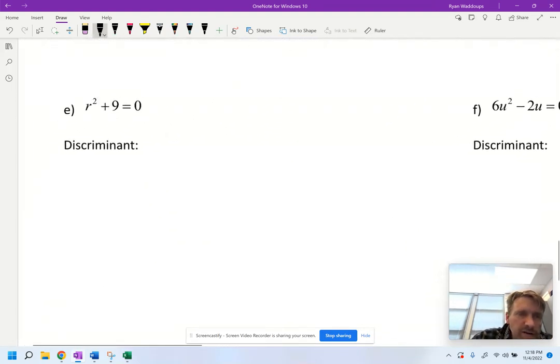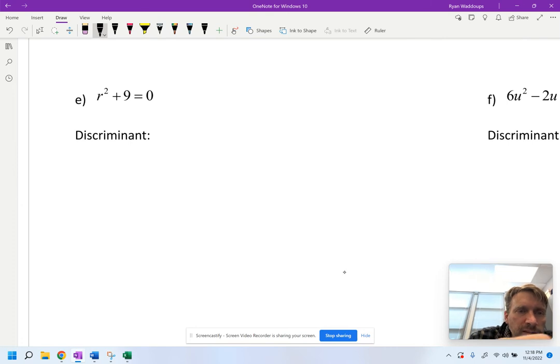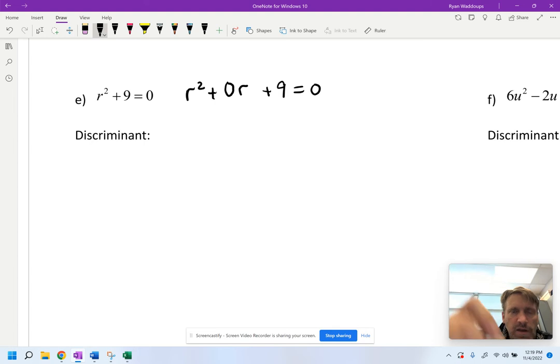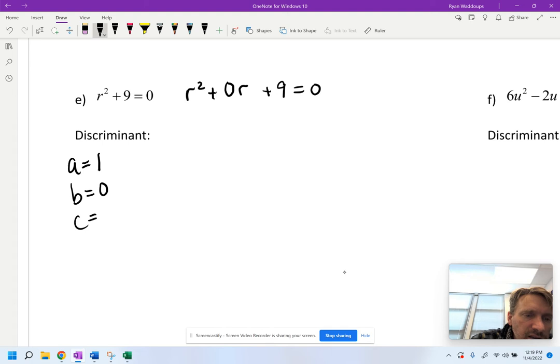All right, let's look at E here. I'm going to rewrite this as r squared plus 9 equals 0. Now, you might say I didn't really rewrite it, but there's no middle term, which is the same as saying our middle term is 0r. And so now that makes it easier for me to say, okay, A is 1, B is 0, and C is 9.